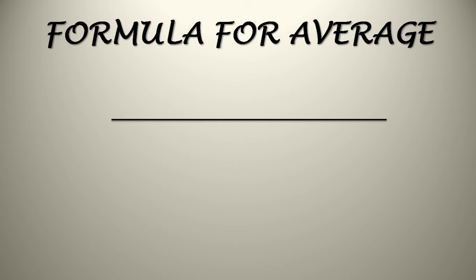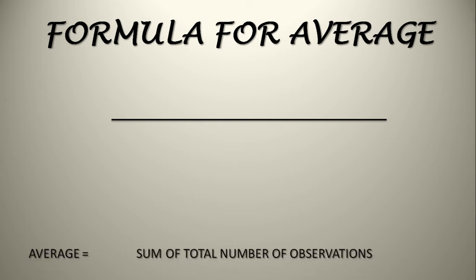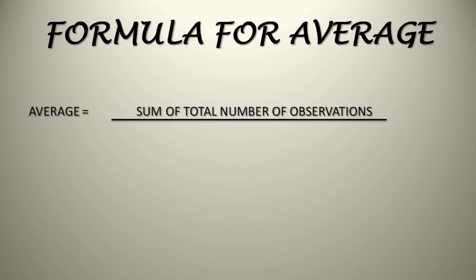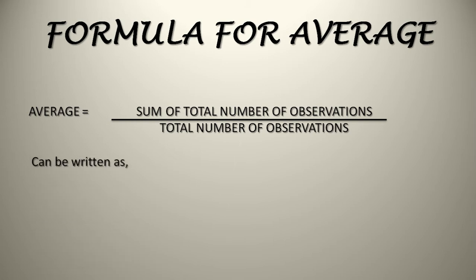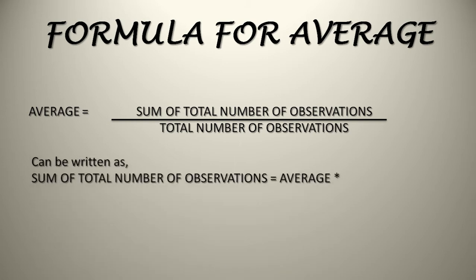The formula which we use for average is equal to the sum of the observations divided by the total number of observations. We can write this formula in different forms as well. The sum of the observations is equal to average into the total number of observations. Moving on to the questions.